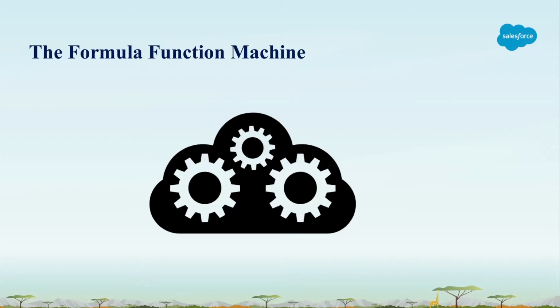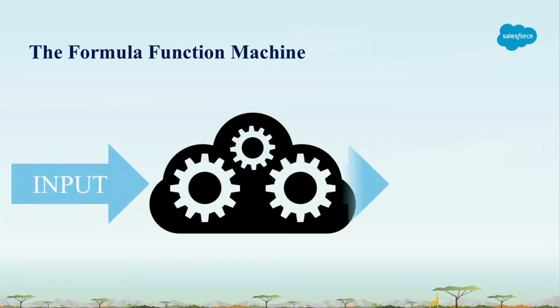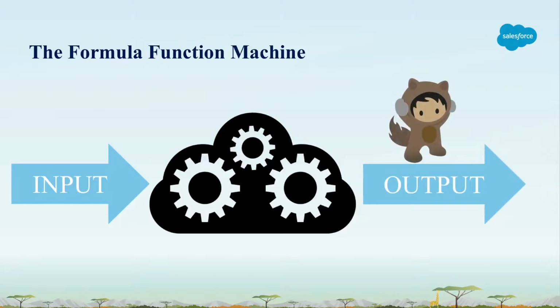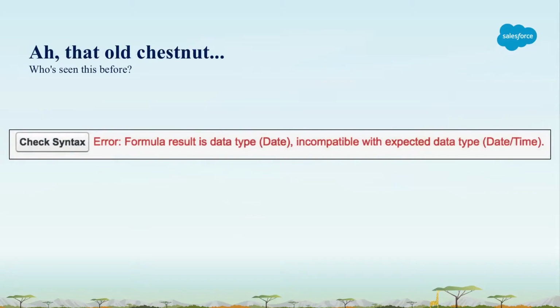So, formula function machine. This is my favorite analogy when it comes to formulas. All these functions, I like to think about them as a machine. You give it an input, and you get an output. And Astro goes, ta-da. So, who's ever seen this one before when you've been writing a formula? I expect way more hands than that. You're all liars.